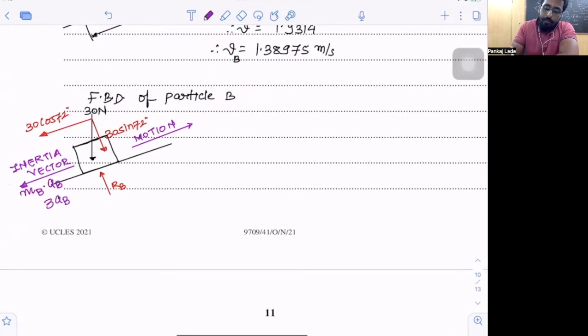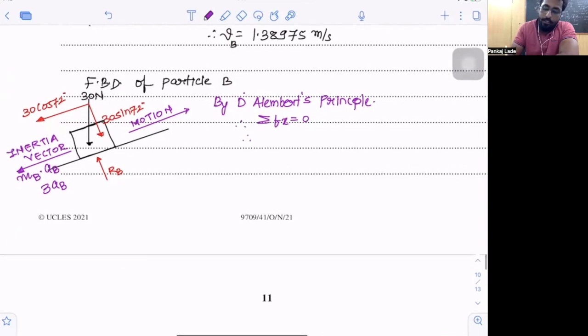So by D'Alembert's principle, I'm again going to consider only summation of Fx. No need to consider summation of Fy. So I can write summation of Fx equal to 0. I get 3 times acceleration of B plus, both of them are going down, so I'm taking down as the positive direction. There is no other third force except these two forces. So plus 30 cos of 72 degrees equal to 0.